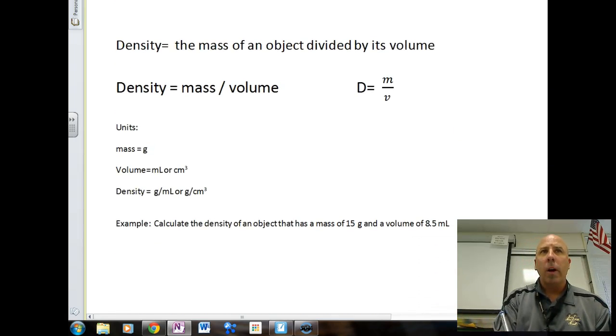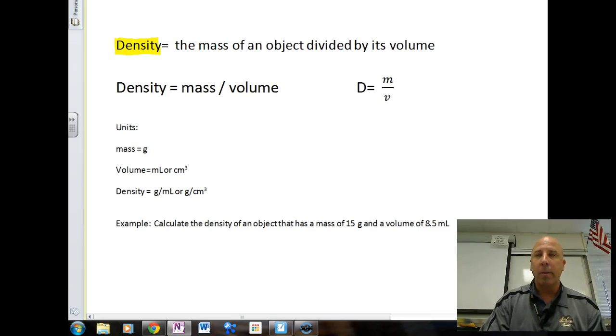Now, first off, density, a definition that we should definitely jot down, is the mass of an object divided by its volume. And so we have a formula here. We have density equals mass over volume, which we also sometimes like to shorten down and call it D equals M over V.